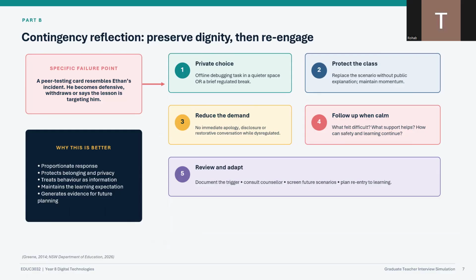I would not demand an immediate discussion, apology, or disclosure while he's dysregulated. And later, when calm, I would check in using collaborative questions: what felt difficult, what support would help next time, and how can we preserve both safety and learning. This alternative is more proportionate, protects belonging, and still maintains the expectation that Ethan re-engages with the learning.